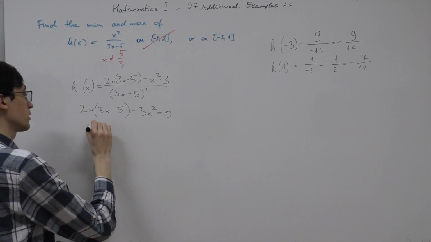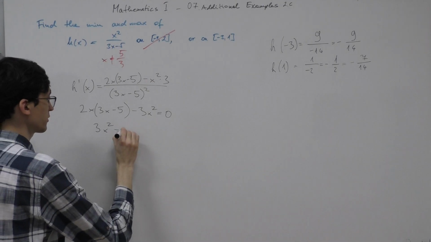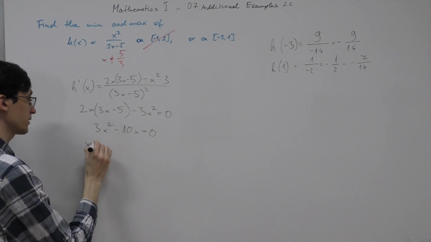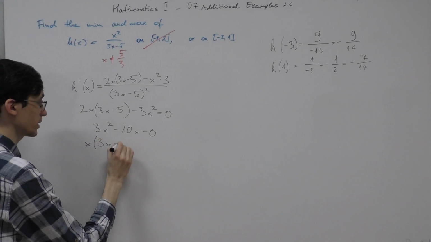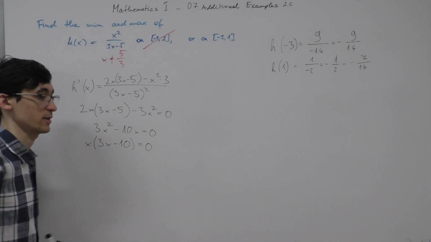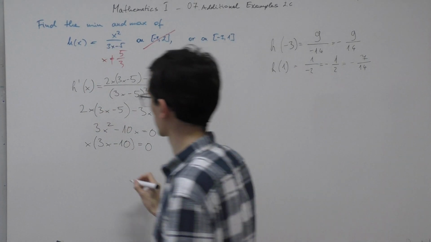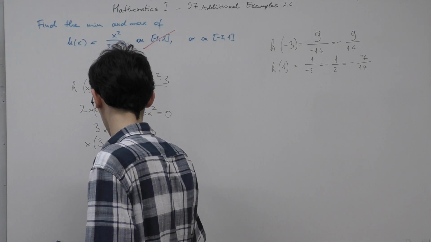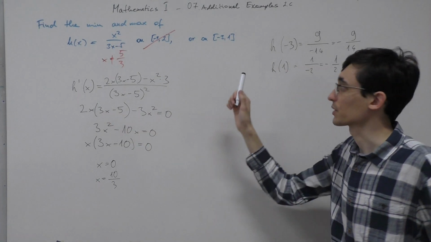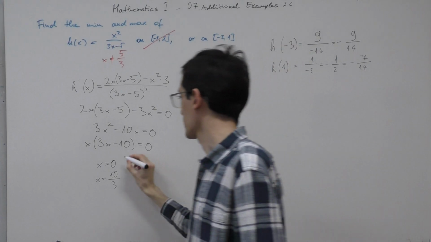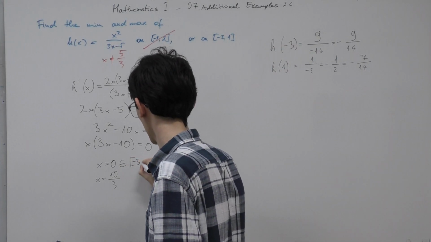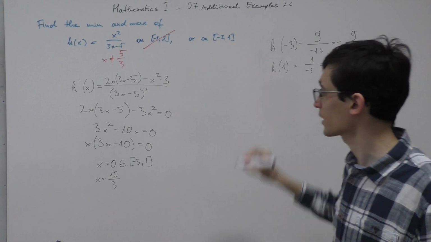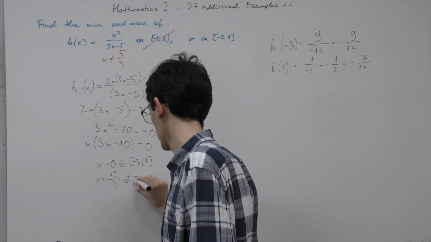Simplifying this, we get 3x squared minus 10x equals 0. Factoring out x, we get x times (3x minus 10) equals 0. And now you can see that our two solutions will be x equals 0 and x equals 10/3. Now checking whether these are inside our interval, 0 is obviously inside our interval, -3, 1. However, 10/3 is greater than 3, which is greater than 1, so it is not in our interval.